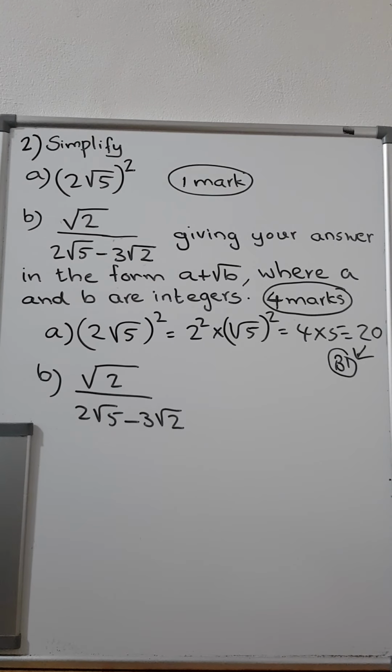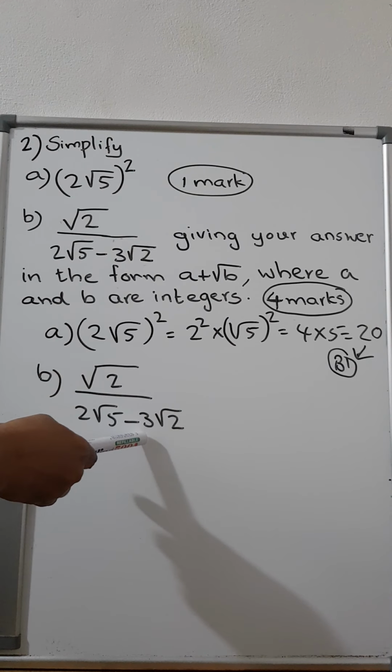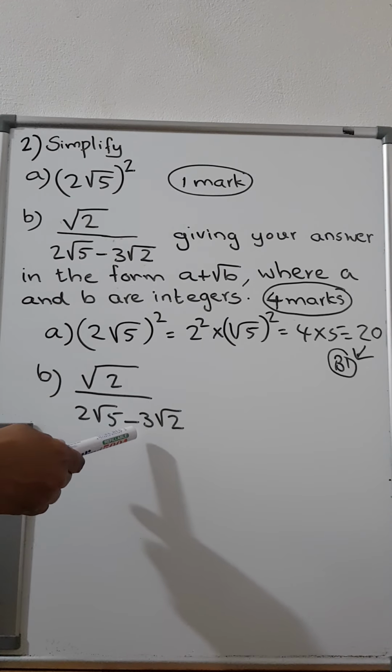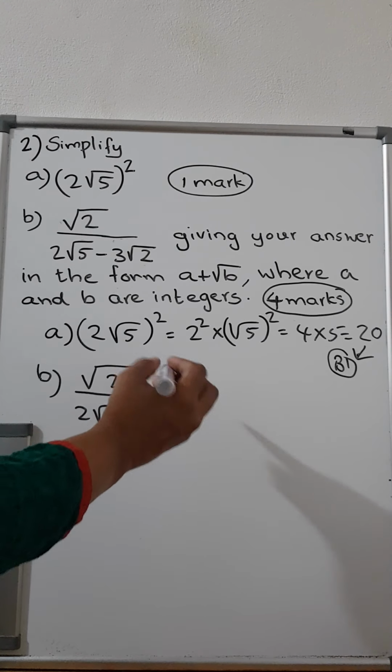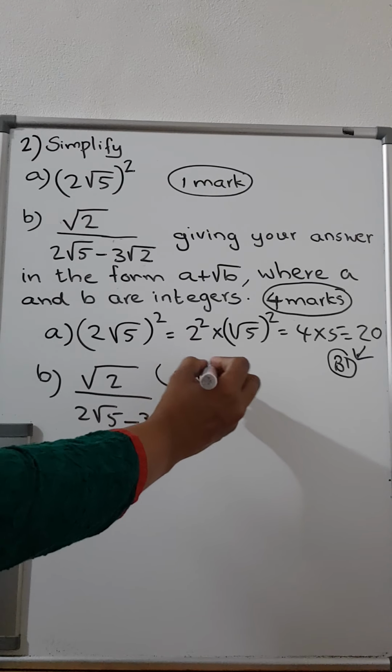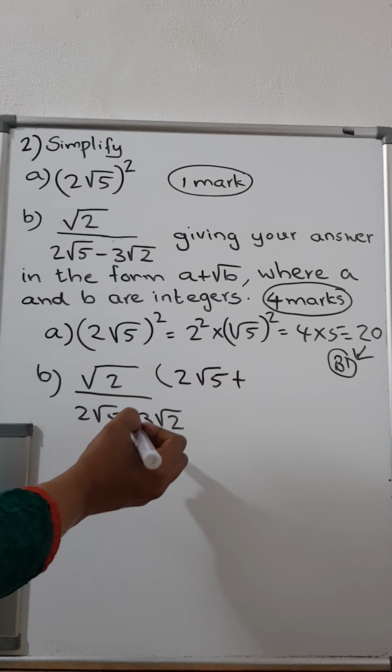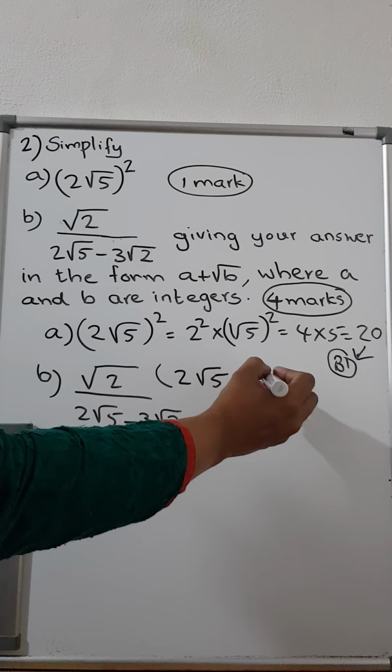We have to simplify this and we should get the answer in the form a plus root b, where a and b are integers. To simplify it, what we have to do? We have to rationalize the denominator. For that, numerator and denominator we have to multiply with 2 root 5 plus 3 root 2. You see here it is minus, so we have to multiply numerator and denominator with 2 root 5 plus 3 root 2.